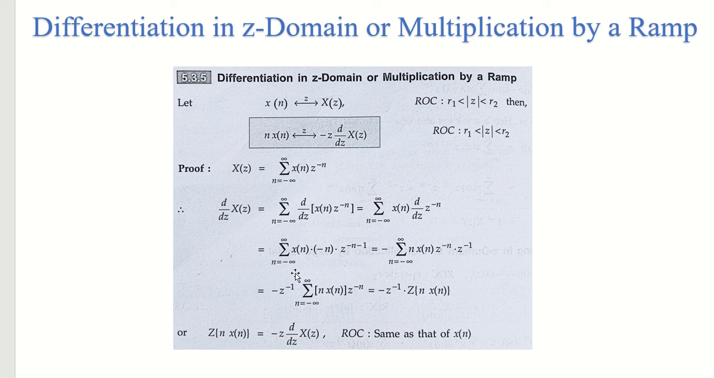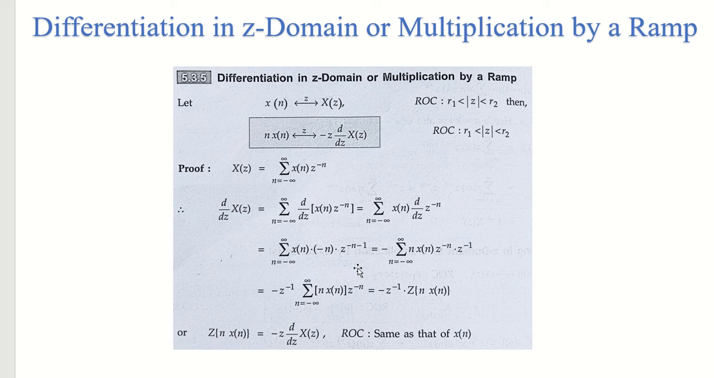So we will simply put it here, and we can take this minus symbol out, and we can take this z inverse out as well. So by taking minus n and z inverse outside, we will be left with only these terms: the summation of n equals minus infinity to infinity and x of n z raised to minus n.